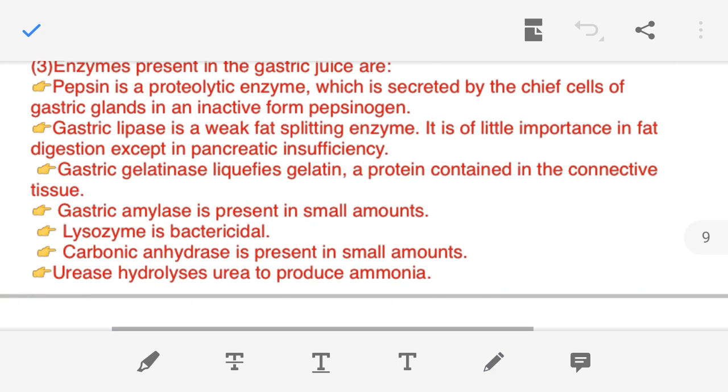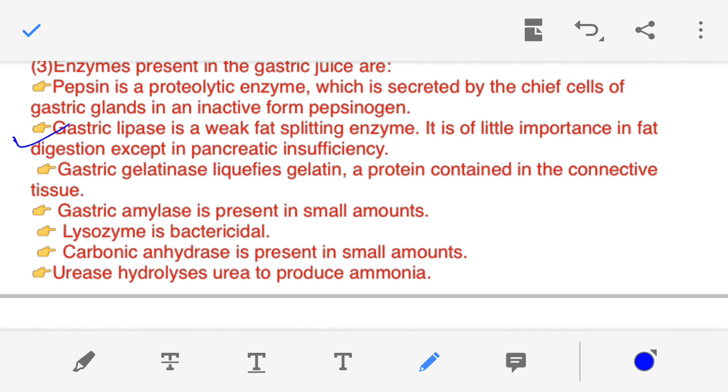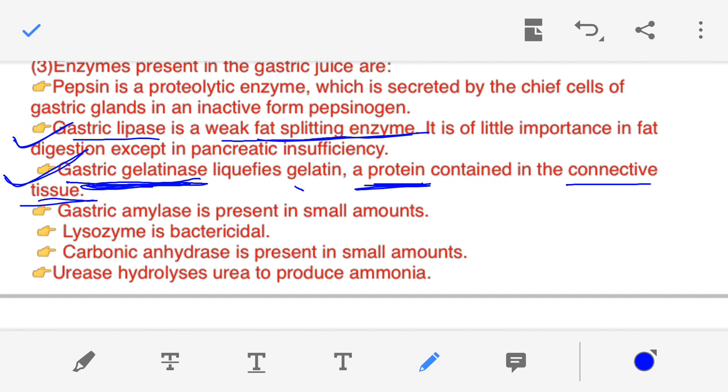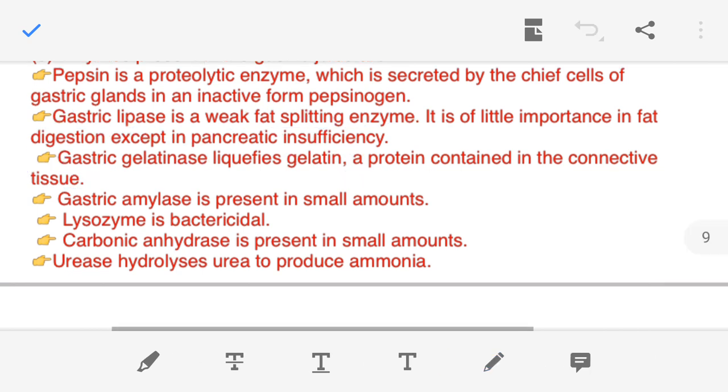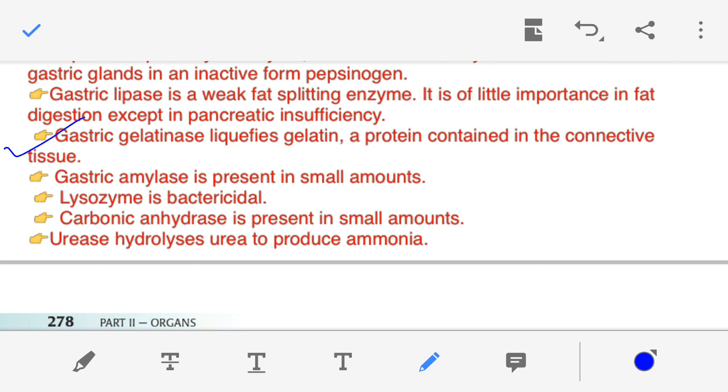So now moving on to the second enzyme. The second enzyme is the gastric lipase, and this enzyme, gastric lipase, is involved in fat digestion. The third enzyme is gastric gelatinase. Now what is this gastric gelatinase doing? See, in the connective tissue a protein is present, and this protein is known as gelatin. So this gastric gelatinase liquefies this gelatin. That is the role of gastric gelatinase.